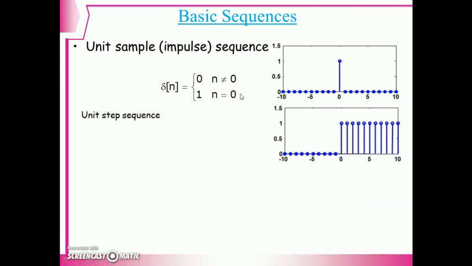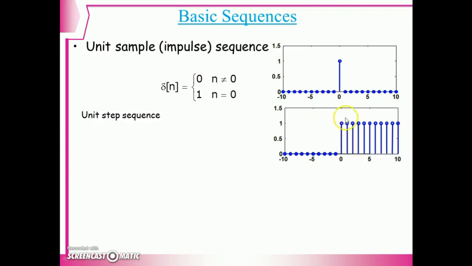Now the second important sequence is the unit step sequence. You can see the picture of the unit step sequence. As the name implies, it looks like a step of a staircase, only one step of a staircase here. Again, it is defined for different values of n: n equal to 0, n equal to 1, n equal to 2, n equal to 3, 4, 5, and so on.